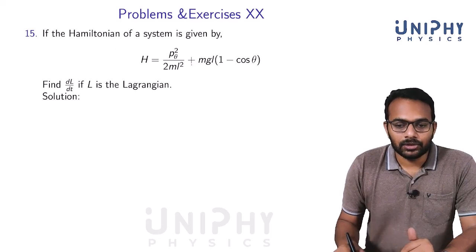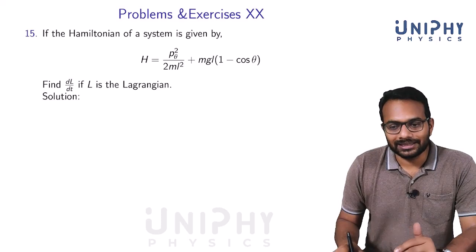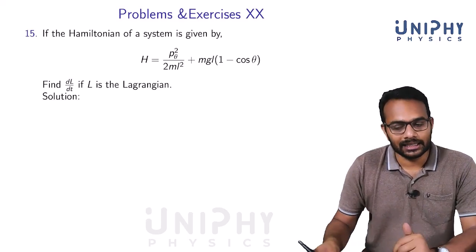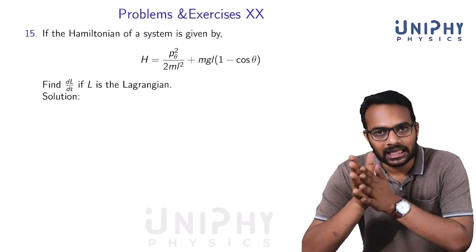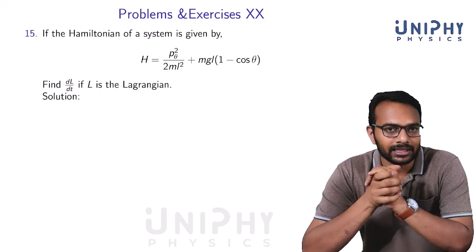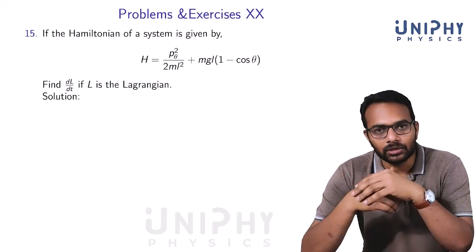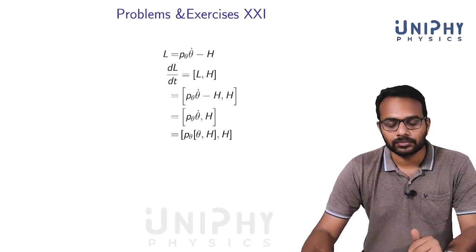If the Hamiltonian of a system is given by H equals p_theta squared divided by 2ml squared plus mgl(1 minus cos theta), find dL/dt if L is the Lagrangian. We have already solved this problem when we discussed the Hamiltonian formalism. We need to find dL/dt. Now we'll solve it using the Poisson brackets.